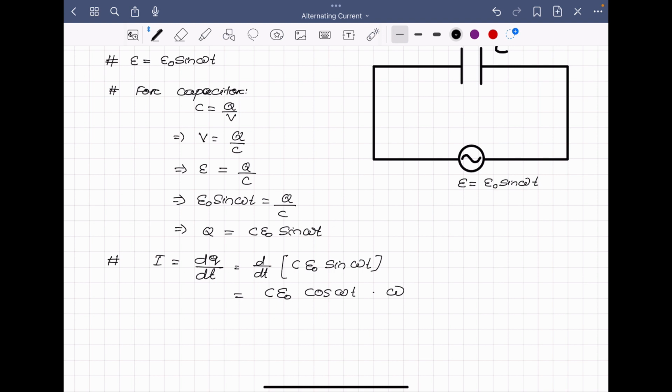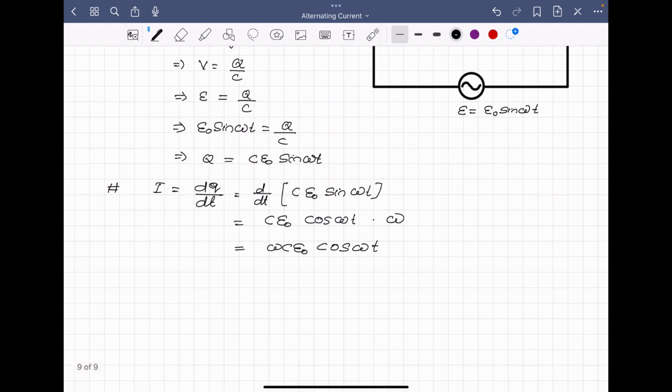Here we have to use the chain rule actually. First of all, we differentiate sin omega t with respect to omega t, then we differentiate omega t with respect to t. Then here you can get omega C E naught cos omega t, or you can write E naught by 1 by omega C. 1 by omega C means omega C multiplied with E naught.